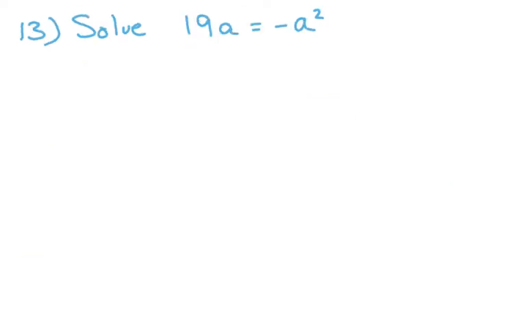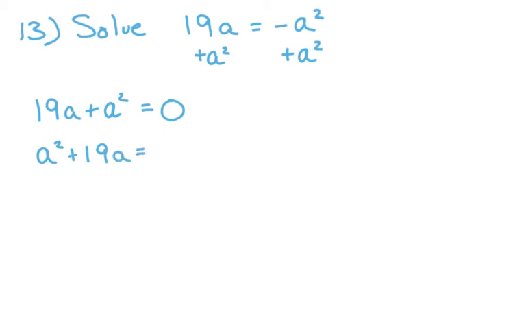Last one. All right, I need to get 0 on one side, so what would I do? I would add a squared to both sides. Then that will become 0 on the right-hand side. 19a plus a squared equals 0. You might want to rearrange this. A squared plus 19a equals 0 because that's our proper form, but it doesn't really matter.